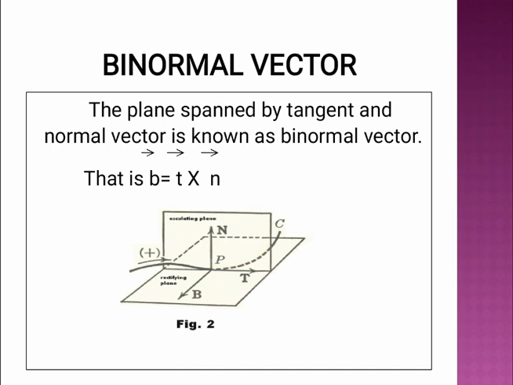The next one is the binormal vector. The plane spanned by the tangent and normal vector is known as the binormal vector. That is the B vector, which is equal to T vector cross N vector. The binormal vector gives the cross product of the tangent and the normal vector. Consider the following figure. Here capital T represents the tangent and capital N represents the normal vector. The vector perpendicular to the normal and tangent vectors is known as the binormal vector.